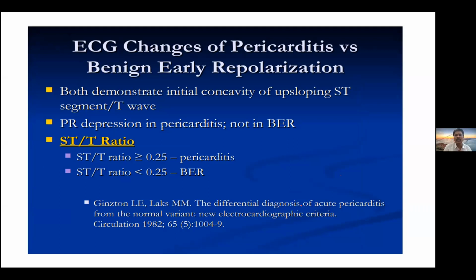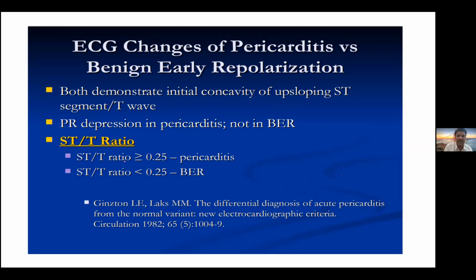Now, the two non-cardiac causes of ST elevation I told you about are pericarditis and early repolarization. How do you differentiate between these two? Both demonstrate initial concavity of an upsloping ST segment. Draw a line from the J point towards the apex of the T wave. That concavity upwards is there and it is below the imagined line. PR segment depression is in pericarditis, which will not be there in early repolarization.